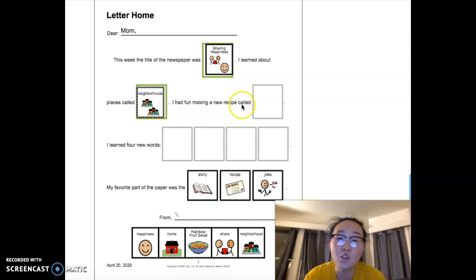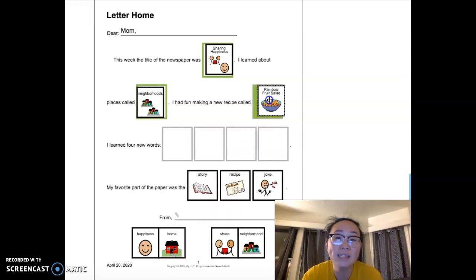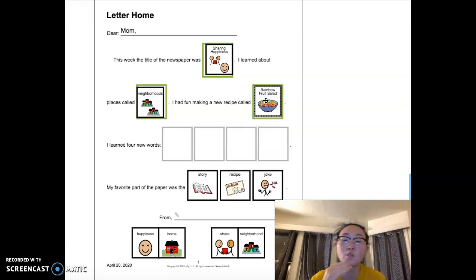I had fun making a new recipe called. So this one, as always, we are not in cooking class right now. We don't have it because we're not in school, unfortunately. So the answer is rainbow fruit salad. But that being said, you can also just think about something that you might have helped your parents make this week or just anything that you might have eaten this week that you enjoyed.